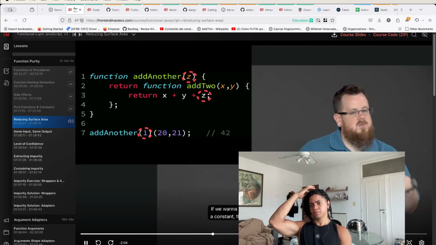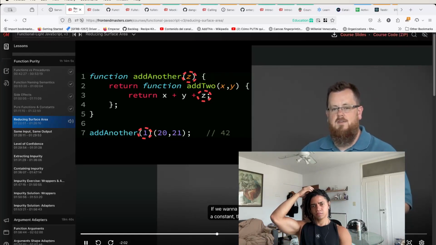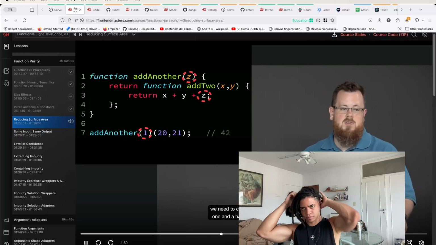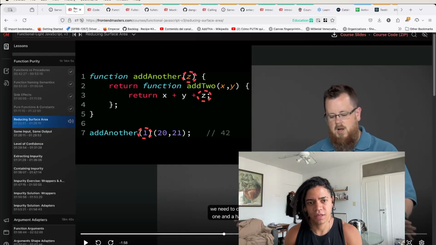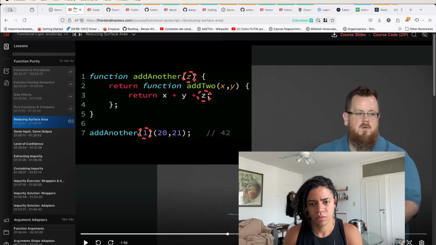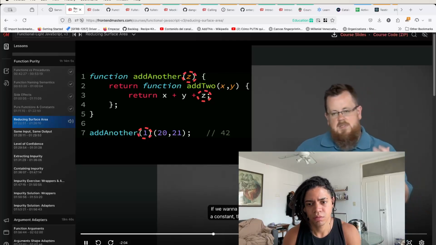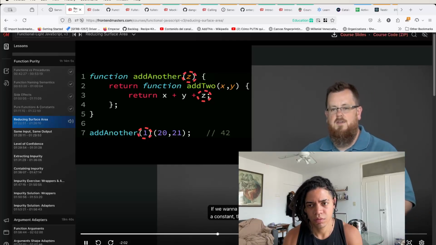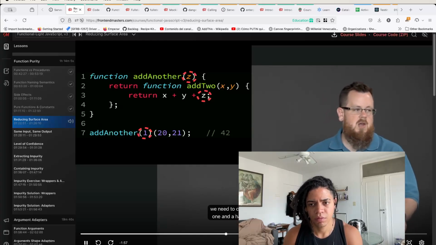If we want to ask ourselves, is Z in effect a constant? There are only two lines that we need to concern ourselves with. Line 1 and a half and line 2 and a half.